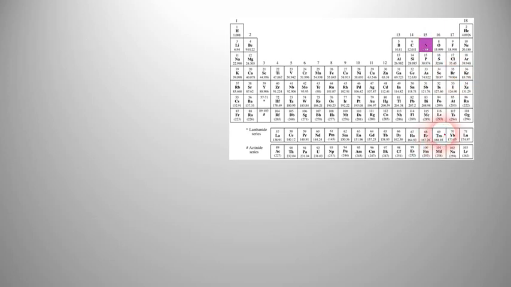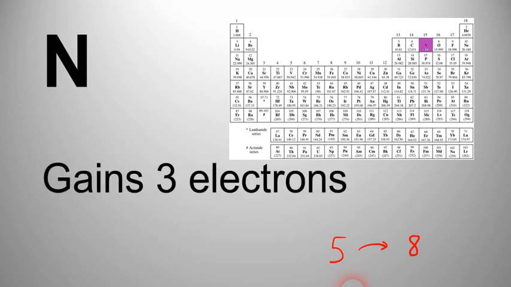How about nitrogen right next to it? We see where nitrogen is. It has 5 valence electrons, but it would really love to have 8. So what's it going to do? It's going to gain how many electrons? Well, it'll gain 3 electrons. And so when it does that, what kind of a charge will it have now? It should have a -3 charge. So we're going to write its symbol like that. And so perhaps you see a pattern starting to emerge here.